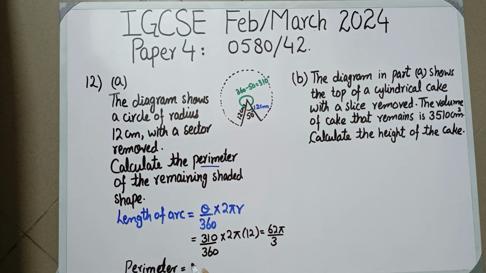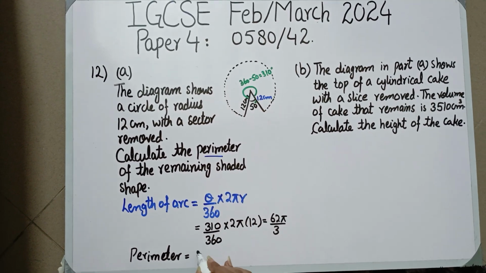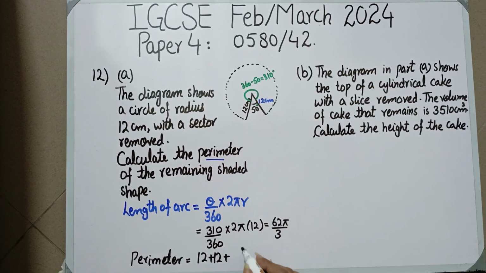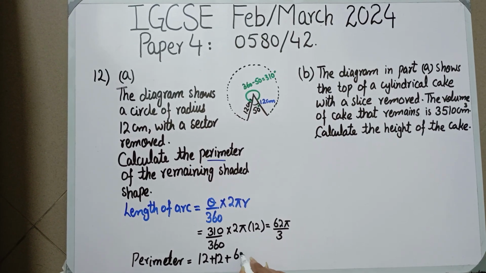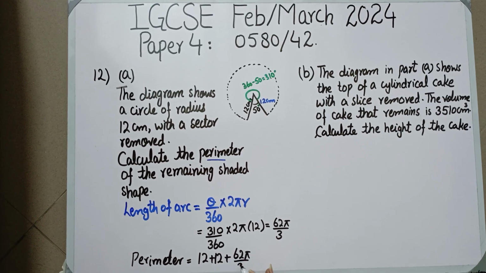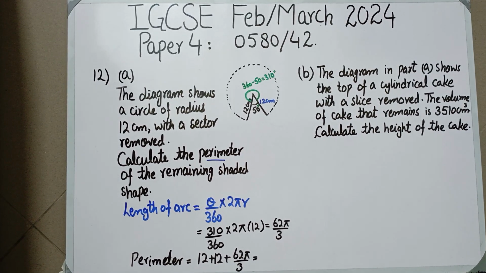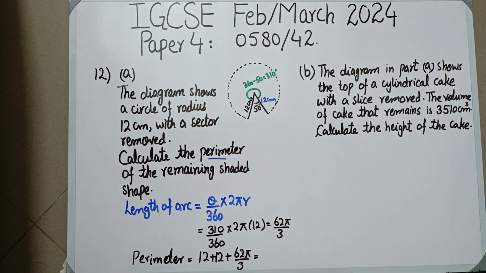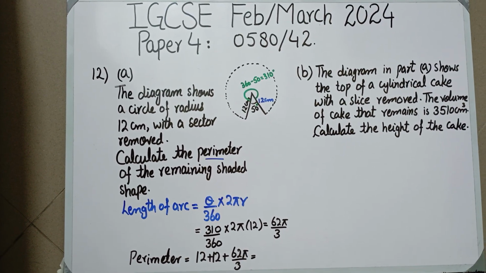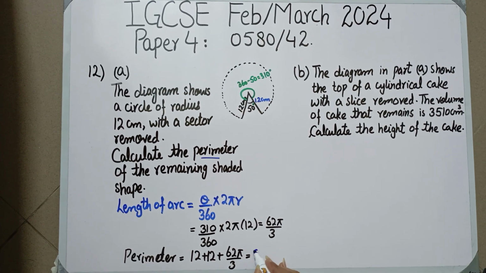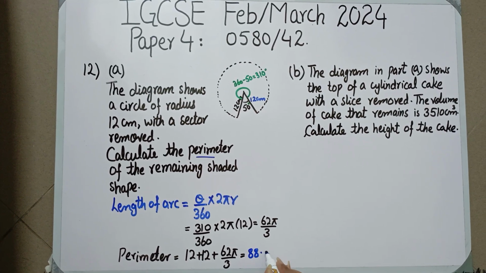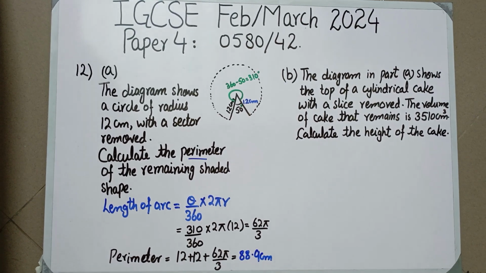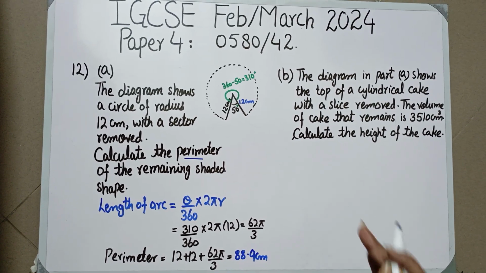Perimeter is equal to twice the radius, that is 12 plus 12, along with the length of this arc, that is 62 pi by 3. When you calculate this on calculator, after putting the value of pi, that is 22 by 7 or 3.14, you will get the answer as 88.9 cm. This was a formula based question. Now let's move toward the second part of the question.